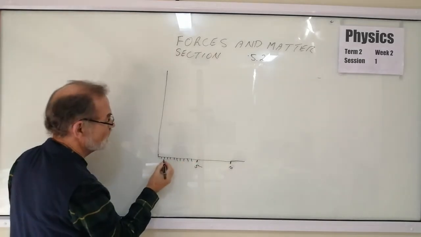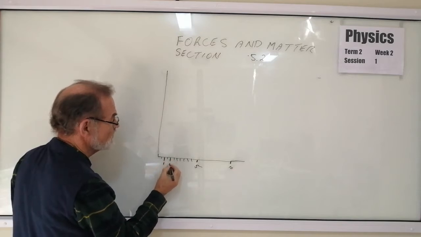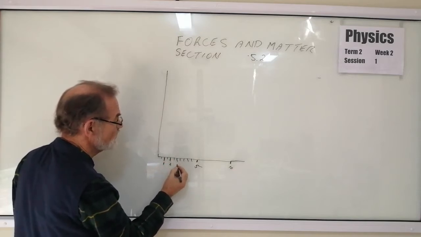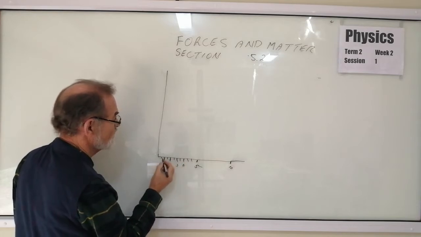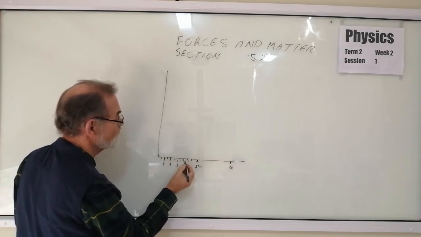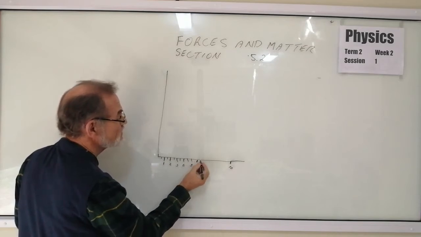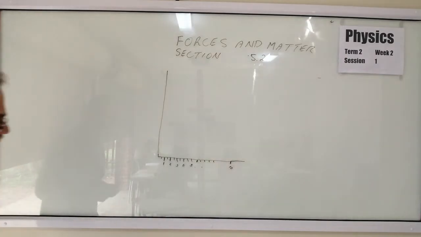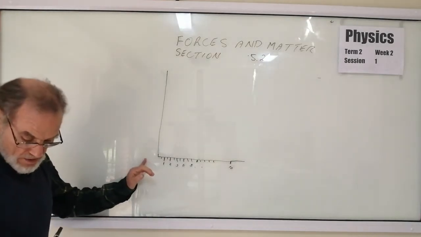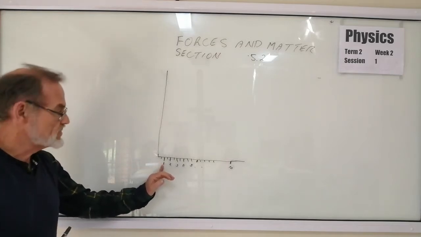These are 10, and every 2 blocks is 1. Every 2 blocks is, then it's 2, then it's 3, then it's 4. This one will be 5, and so on. So mark on the bottom of every 2 blocks, it must be 1 Newton.